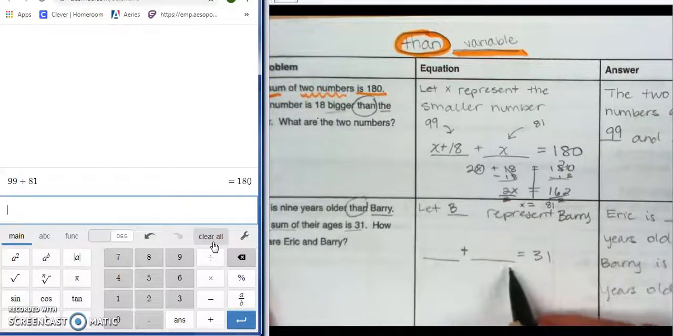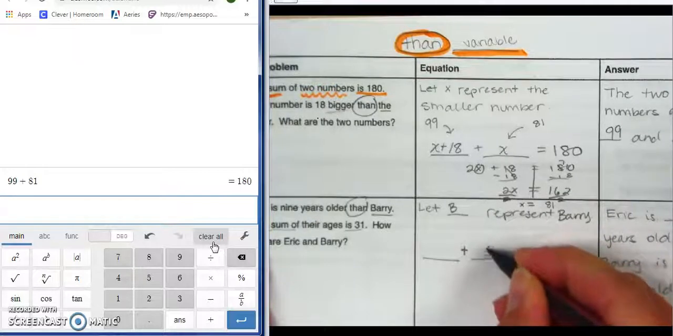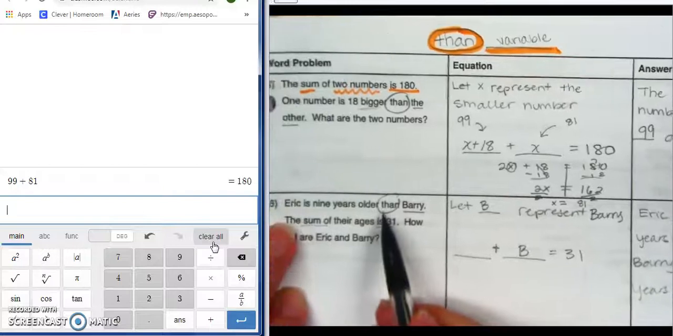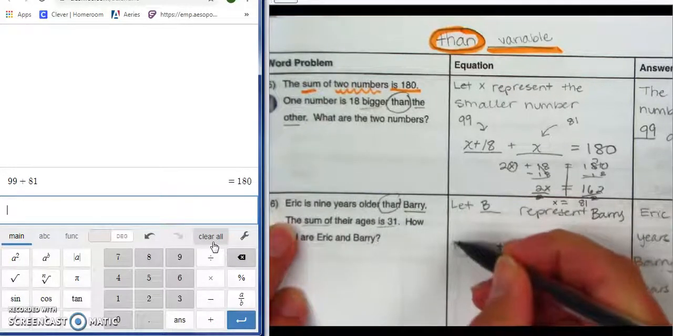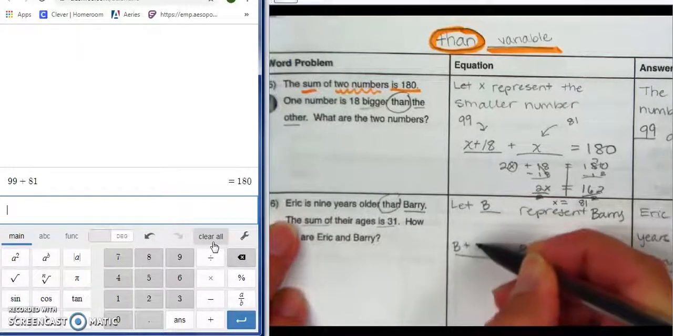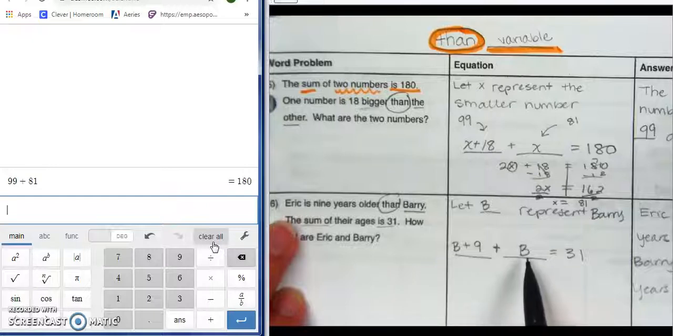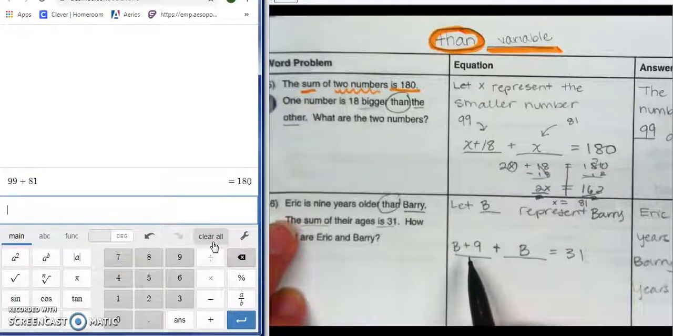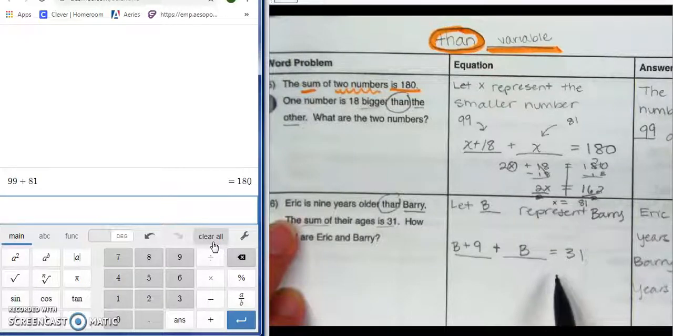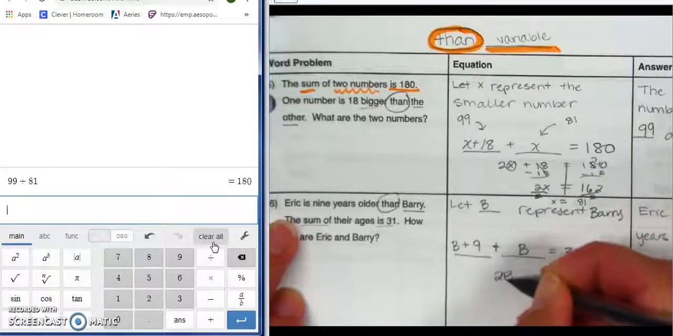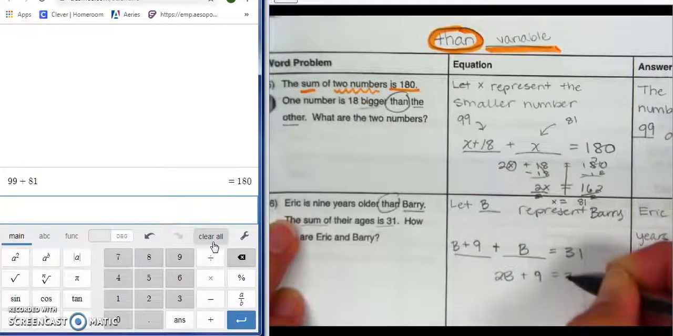So if this is Eric and that's Barry, then I'm going to let B represent Barry. And Eric is 9 years older than Barry. So that means I start with Barry and then I add 9, because being older means you would add. So if Barry were 10, Eric would be 19. If Barry were 20, Eric would be 29. But I know that their ages together equal 31. So that's how we set this up. Again, we combine like terms to get 2b plus 9 equals 31.